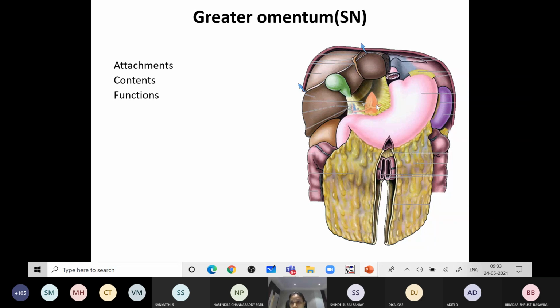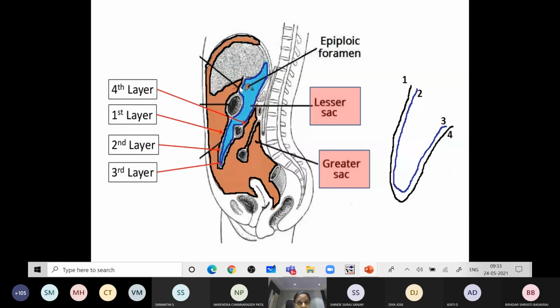The lesser curvature, this is lesser omentum. It has two layers, anterior layer and posterior layer. Anterior layer covers the anterior surface of the stomach, descends down as a first layer of the greater omentum. See in this one you can differentiate. This black one is the peritoneum of the greater sac. This is lesser omentum extending from liver to the stomach. This is the anterior layer formed by peritoneum of the greater sac. The anterior layer covers the anterosuperior surface of the stomach, descends down from the greater curvature as the first layer of the greater omentum.